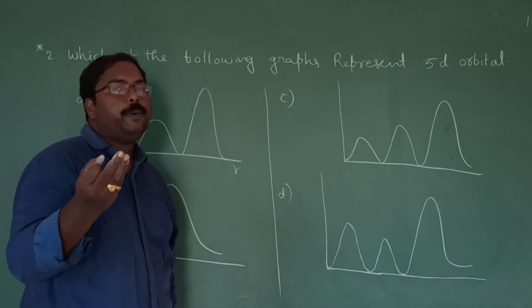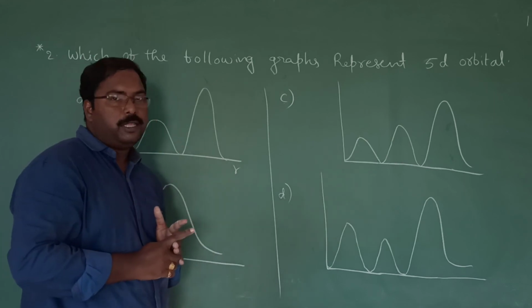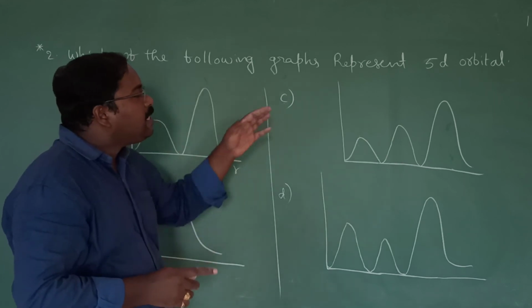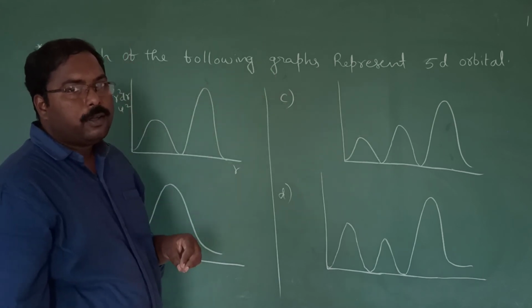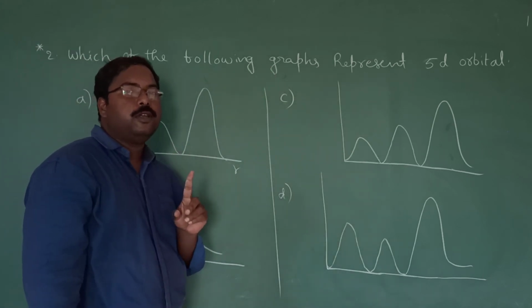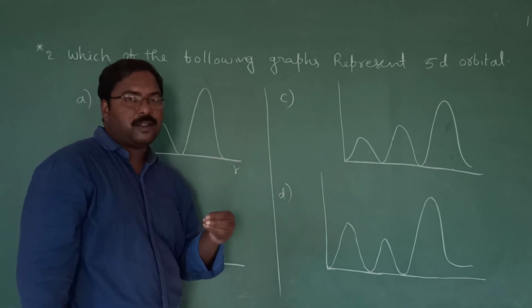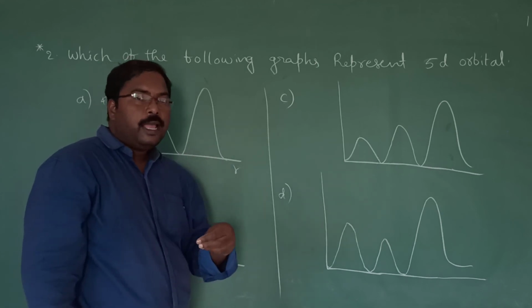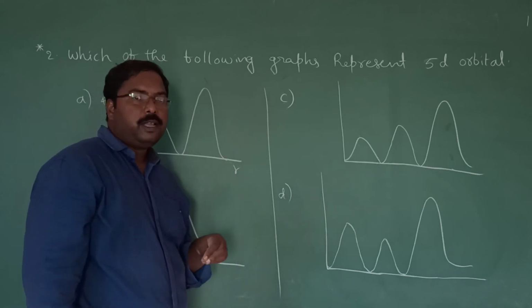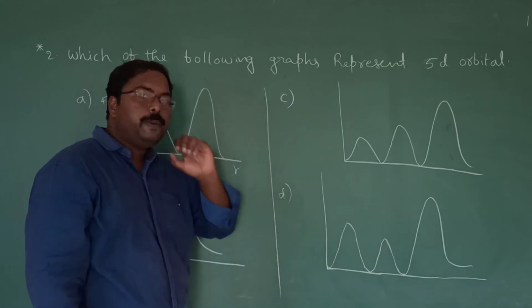I gave you only three graphs. I think you only copied three: 1s, 2s, 2p, which I gave in the notes. But in the examination, they ask a 5d orbital. I told you in the starting also, for all the orbitals we cannot draw in the notes and we cannot learn by heart either. We should be in the position to answer any type of question. For any type of orbital, if they ask, we should be ready.